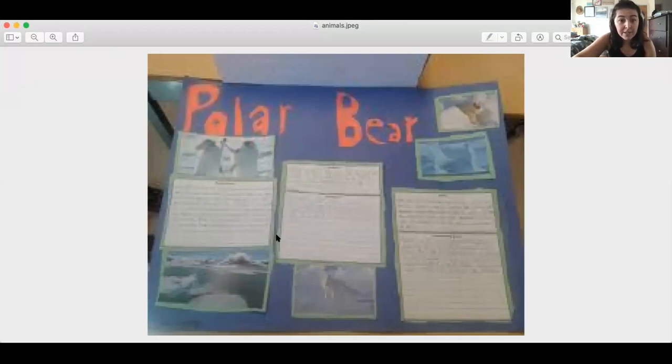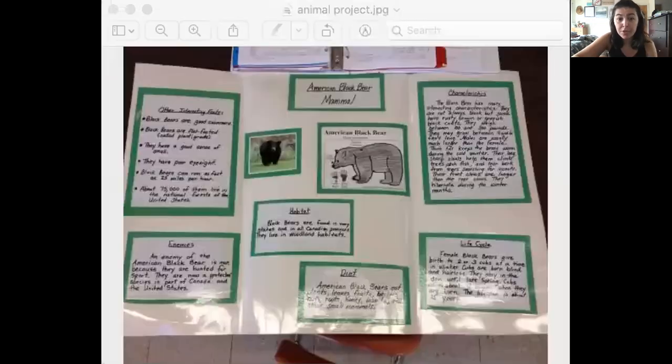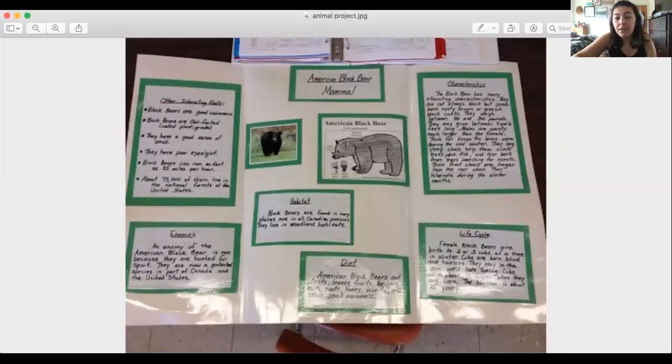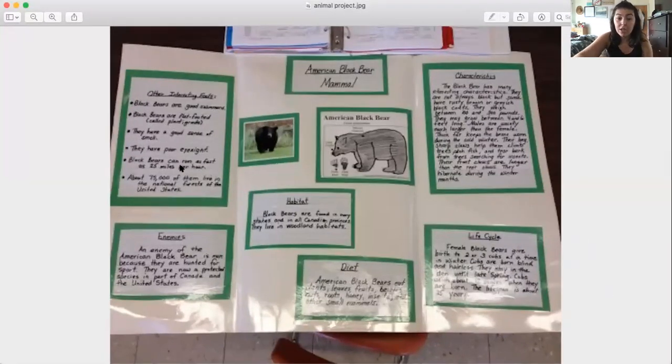My final example is another person who, instead of using only lined paper, used index cards and lined paper, and they just put it on some construction paper. They also have a drawing of a bear and a picture of a bear on theirs. They have their facts, their predators, the diet, the life cycle, which you don't need to include, what they look like and how much they weigh, and their habitat. So there's a lot of different ways to do this.